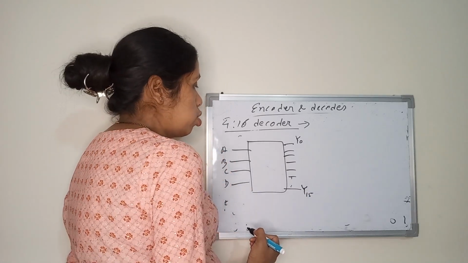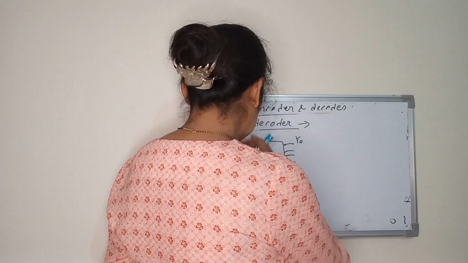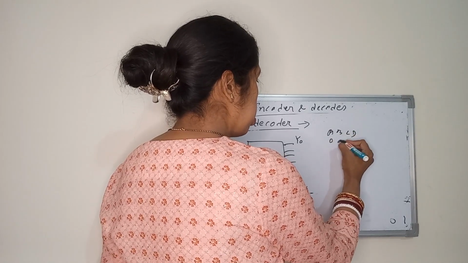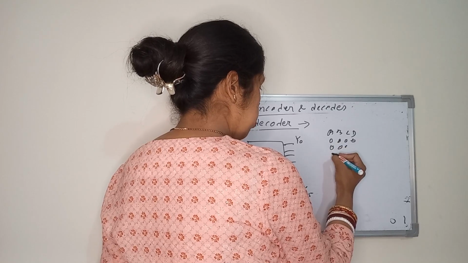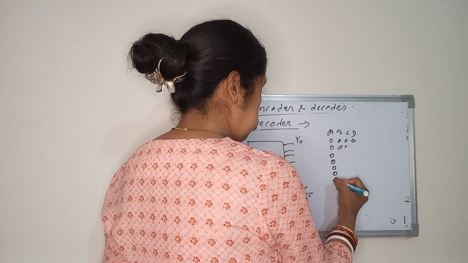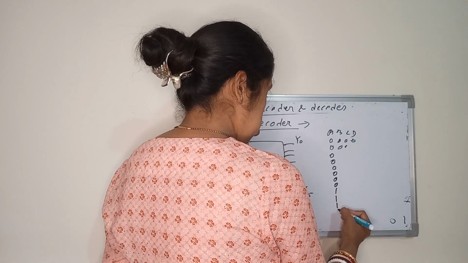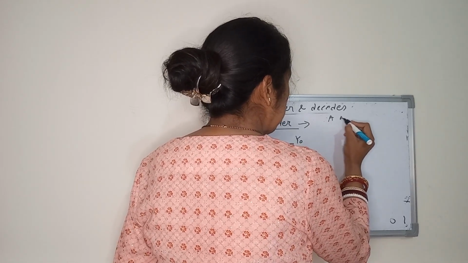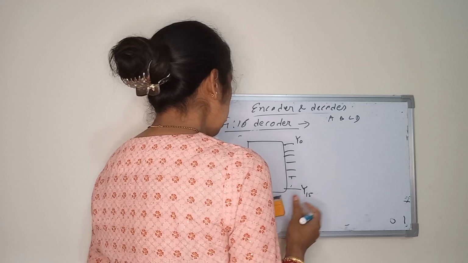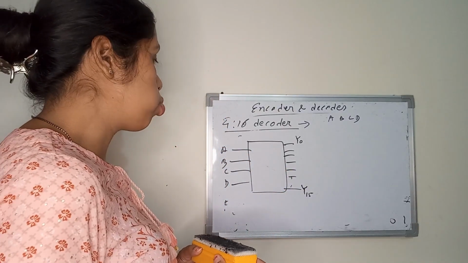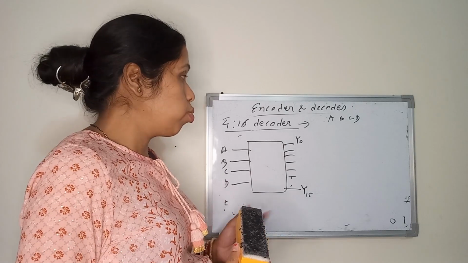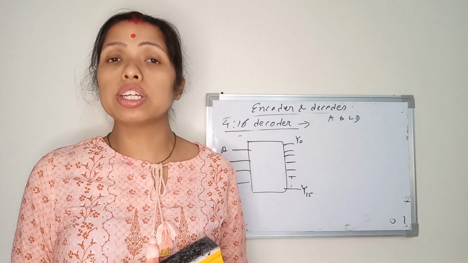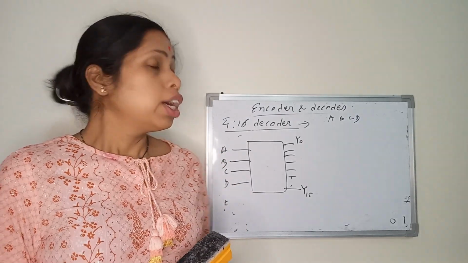Okay, so I'm just writing the combinations here, A, B, C, D. A total of 16 combinations I am writing here. So first I will write the 16 combinations. It is very difficult to design the 4 to 16 decoder by using normal gates. So if you know the 2 to 4 decoder and the 3 to 8 decoder, by using the 2 to 4 decoder and the 3 to 8 decoder, you can design the 4 to 16.